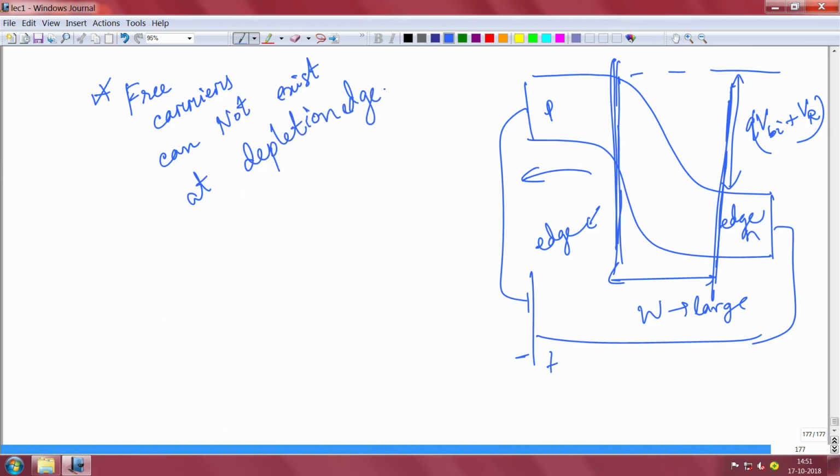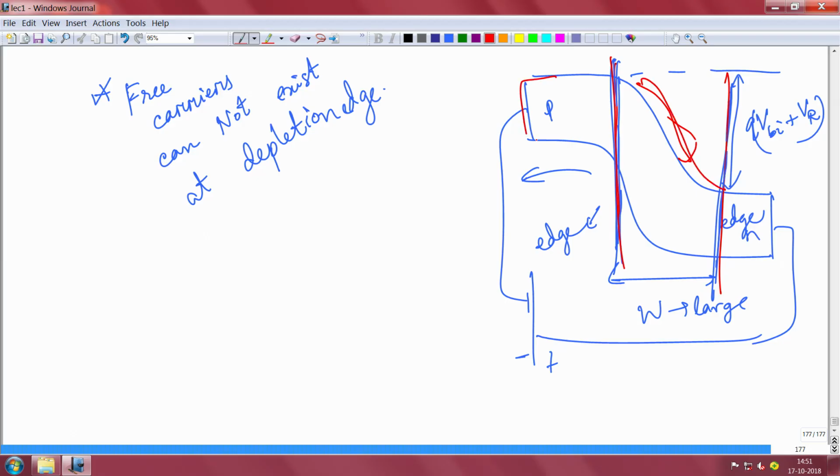The reason we assume that is that we assume that at this depletion edge there cannot be any mobile electrons or holes, okay, at this edge. When I say electrons or holes, I mean minorities specifically, because the moment there is a carrier, it will be swept away by the field. You see this field is huge, this is a huge slope.